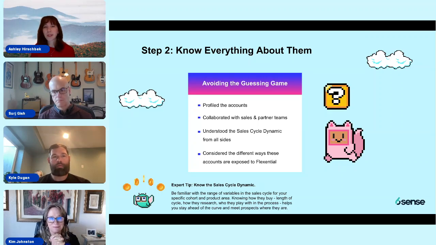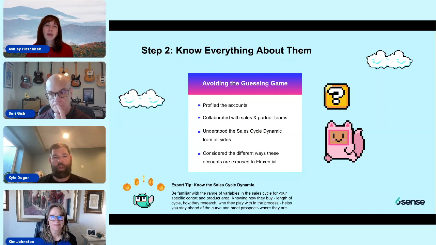For this particular set of accounts, we knew there was a very unique sales cycle dynamic in play for us. These players don't exactly buy the way our typical ICP buys, as Kim had mentioned earlier in setting the foundation. So this is an account set that can also buy, say, through a partner of ours, right? Through a channel partner or a third party. So understanding that and what that looks like really helped us seal the deal in terms of our game plan.